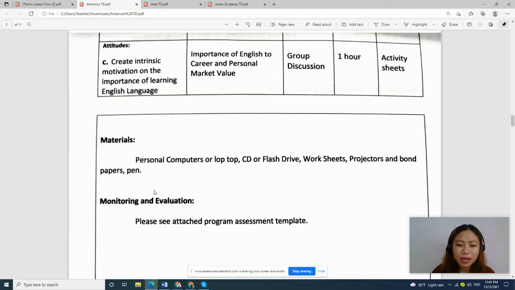Next will be the materials. In my case, I've been using this template many times because I also create and serve training program designs and other things like career guidance seminars for senior high school students. So I just did not edit anything here in materials.